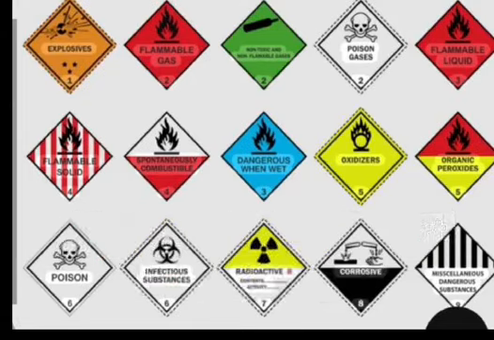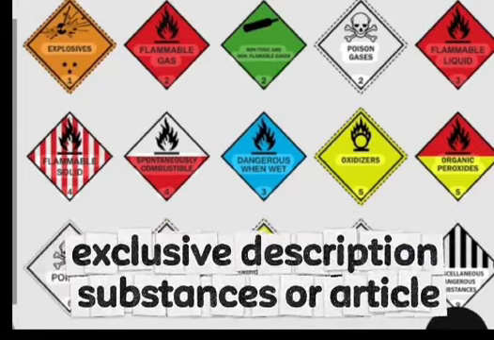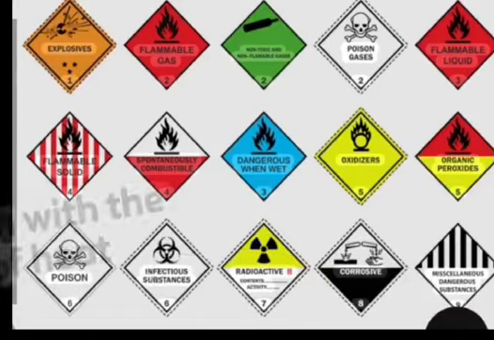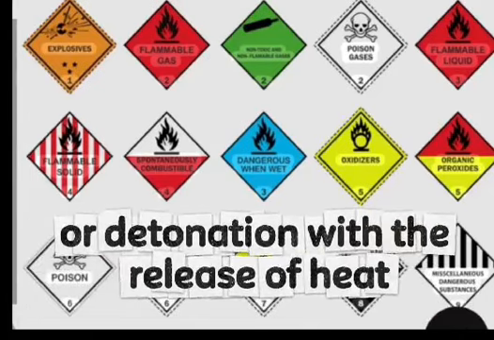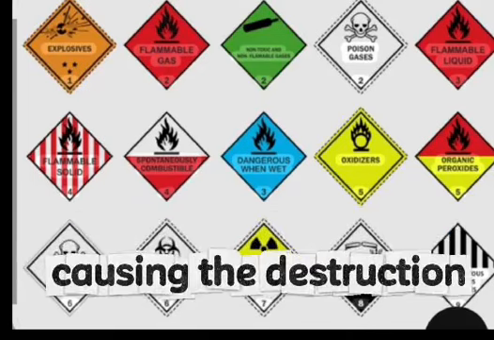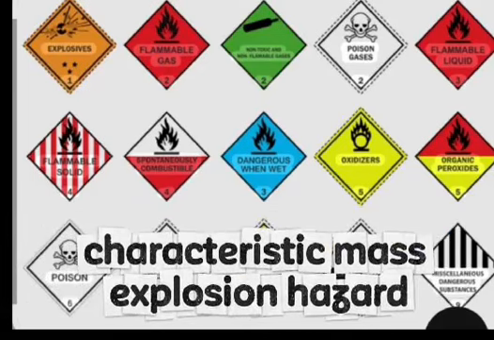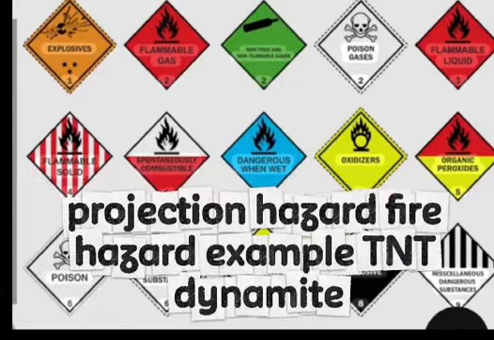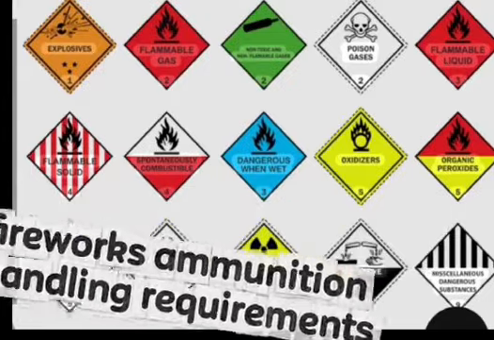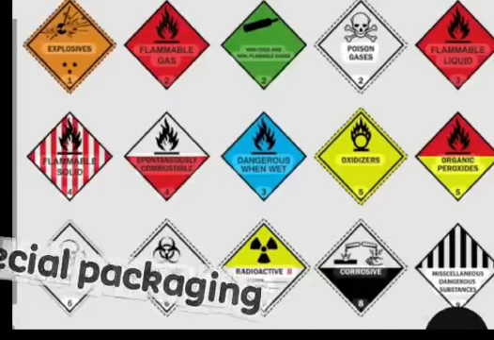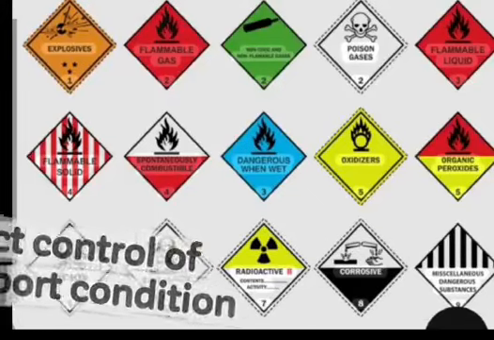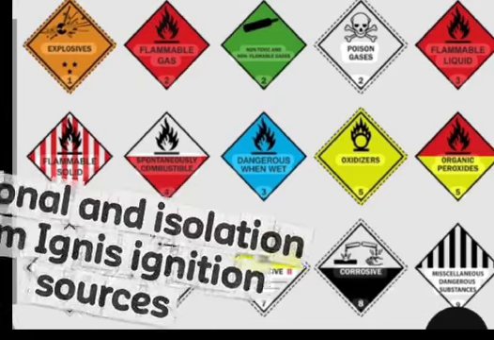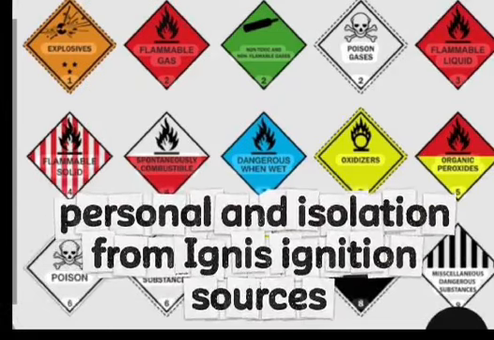Number 1 example, explosives. Description: substances or articles capable of rapid chemical transformation, combustion or detonation, with the release of heat and gas causing destruction. Characteristic: mass explosion hazard, projection hazard, fire hazard. Example: TNT, dynamite, fireworks, ammunition. Handling requirements: special packaging, strict control of transport condition, trained personnel, and isolation from ignition sources.